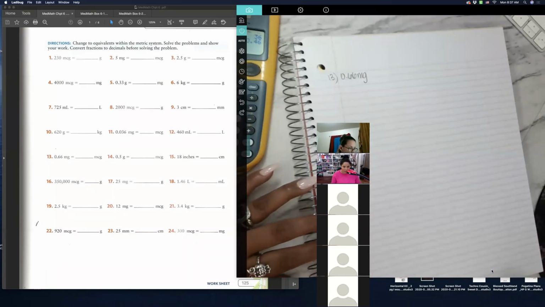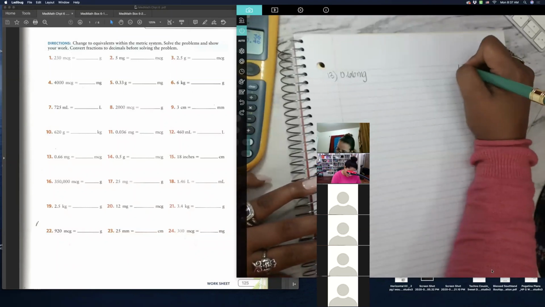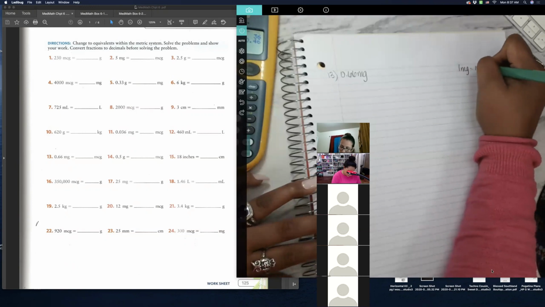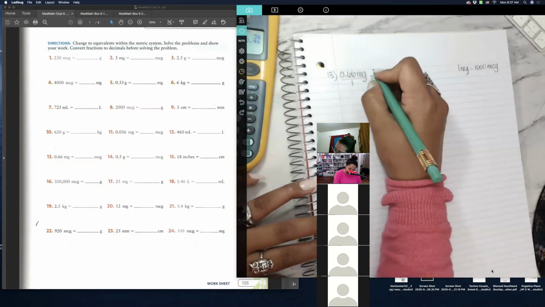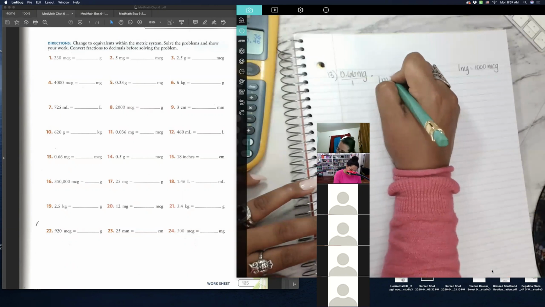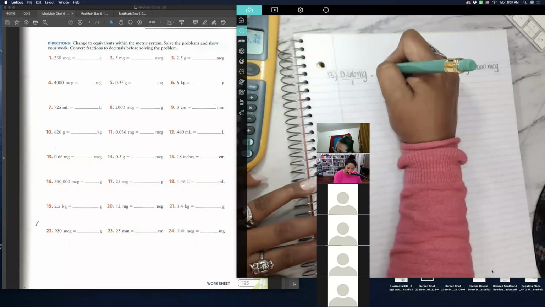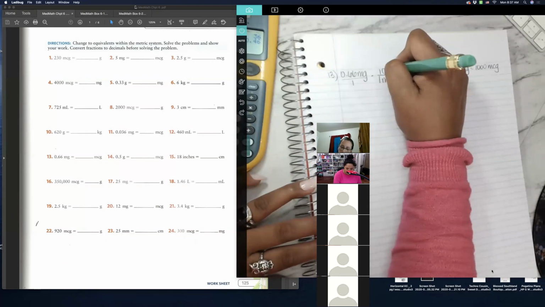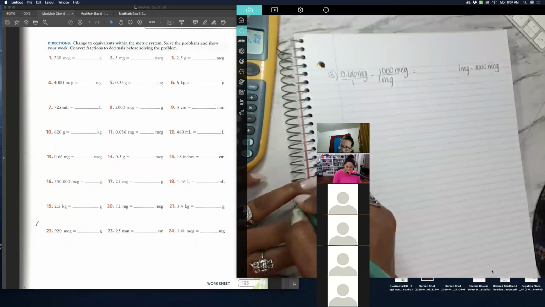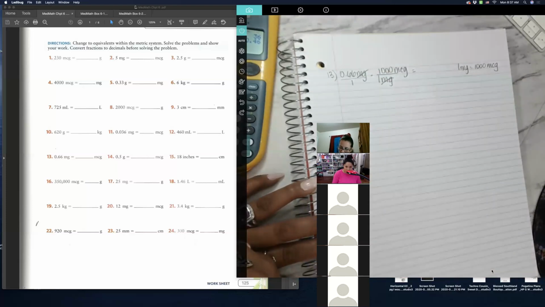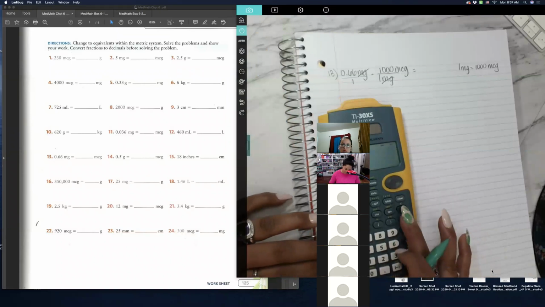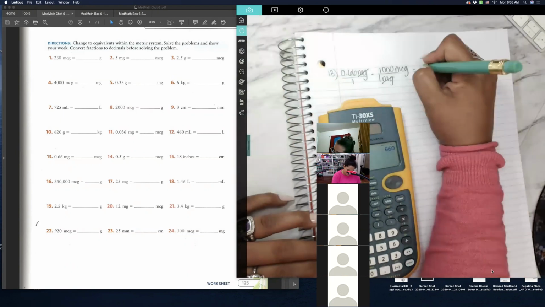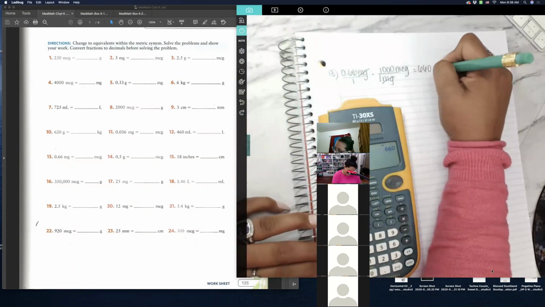Okay, so 13 is asking us to convert 0.66 milligrams to micrograms. So again, 1 milligram equals 1,000 micrograms. I'm going to put this value over 1. I'm going to make sure my micrograms are in the denominator so they cancel. 1 milligram is equal to 1,000 micrograms. I'm going to cross this unit out, and then I'm going to just plug this into my calculator. 0.66 times 1,000, and that's going to be 660 micrograms.